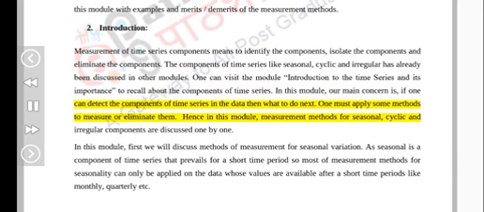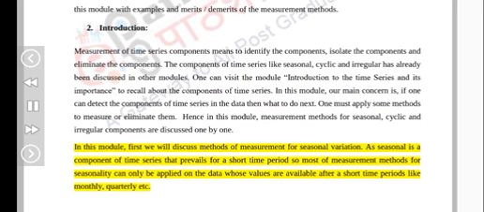One must apply some methods to measure or eliminate them. Hence in this module, measurement methods for seasonal, cyclic and irregular components are discussed one by one. First we will discuss methods of measurement for seasonal variation. As seasonal is a component of time series that prevails for a short time period, most measurement methods for seasonality can only be applied on data whose values are available after short time periods like monthly, quarterly, etc.